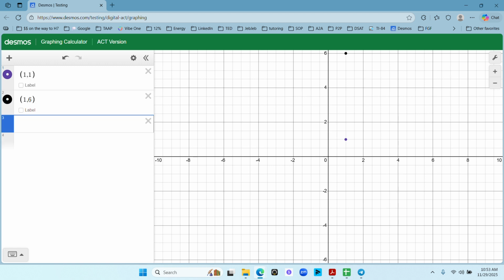So when I put in the equations, I could see if the purple is the center and it goes through the black. So the A, (x - 1)² + (y - 1)² = 5. It does have the right center, but it does not go through the black point.